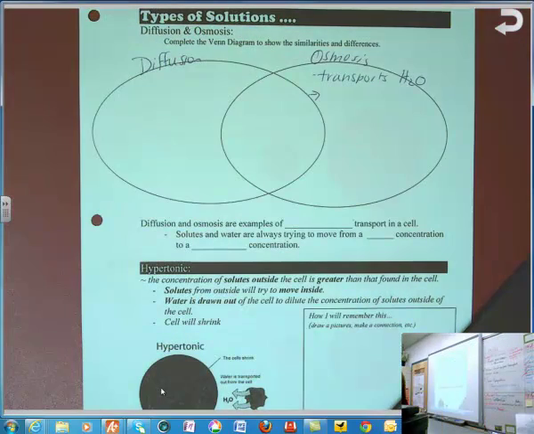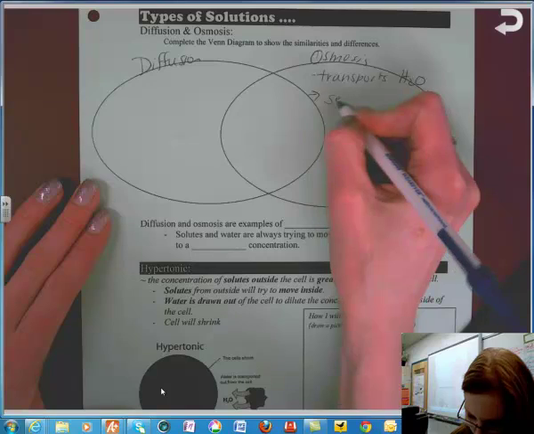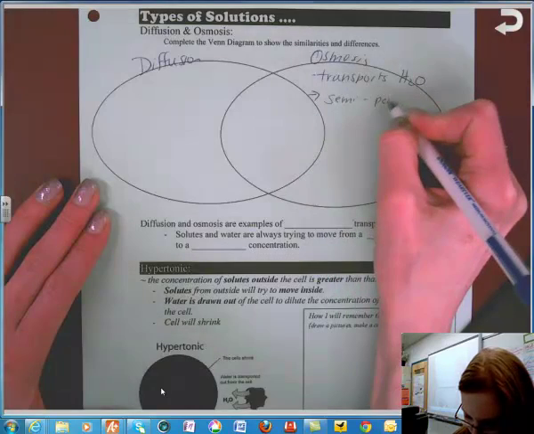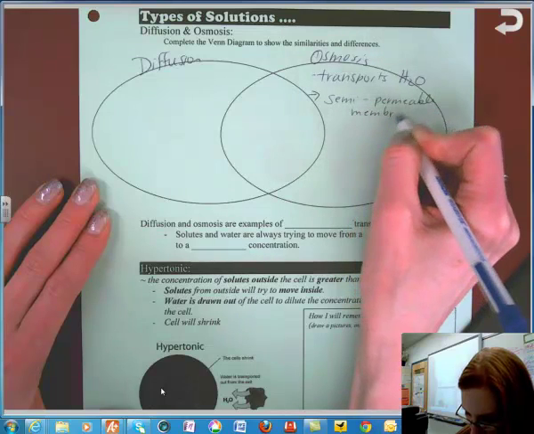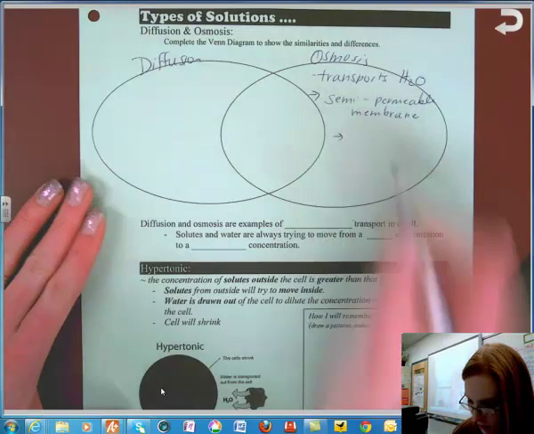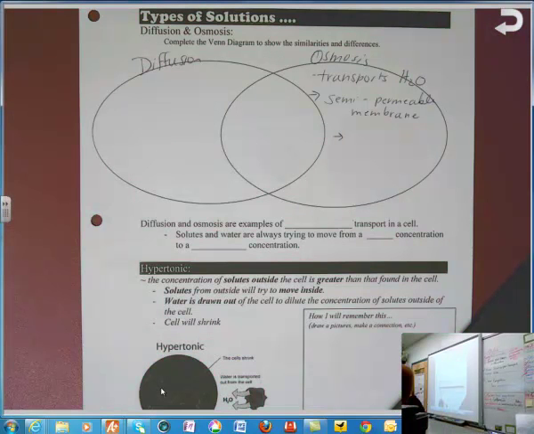Kylie's table, what's another point we could add? Okay, and that goes for? Okay. So transports water, semi-permeable membrane, this group here. Anything else to add for any area of that Venn diagram?